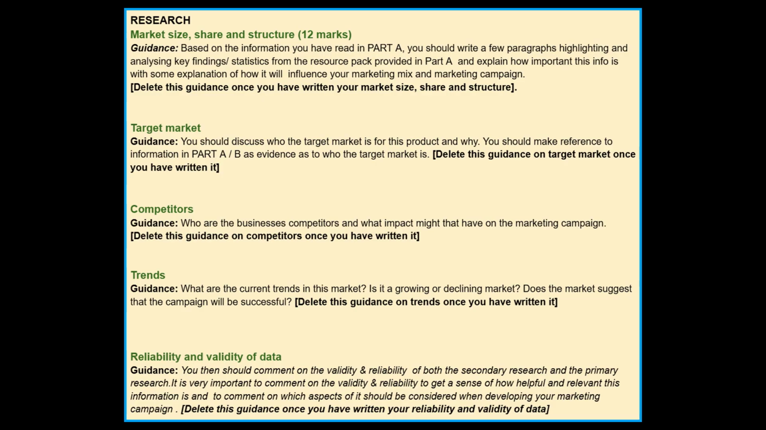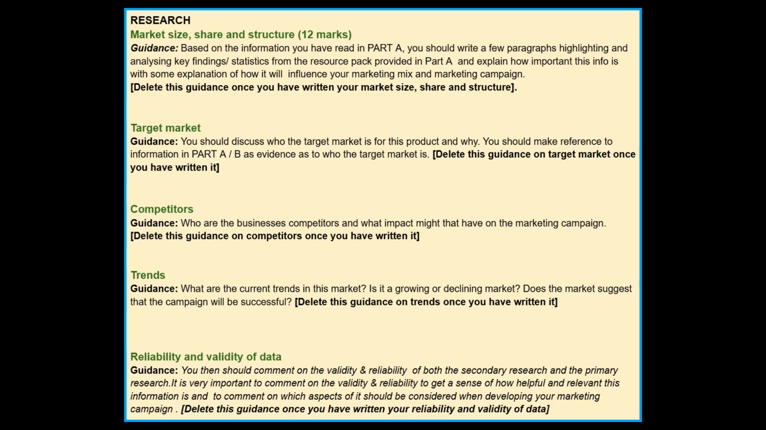Competitors, who are the business's competitors, and what impact might that have on the marketing campaign itself. Trends as well. What are the current trends in the current market for the product or service you're writing about? Is it a growing or declining market? Likely you're going to get an indication of that in the Part A, Part B booklets.